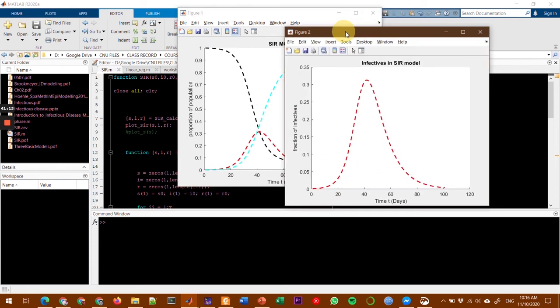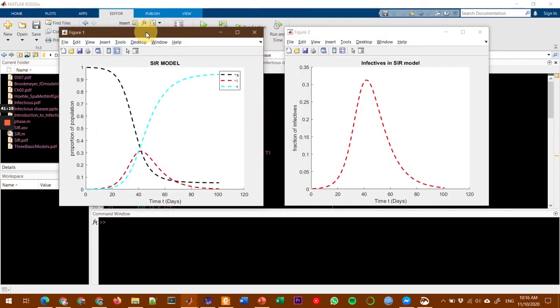So take a look at the graph. Now, the behavior of the susceptible, red for the infective, and cyan for the recovered. Over time, this is what happens, starting from time 0 up to 100 days. Okay, so starting from this one, given your initial conditions for the susceptible, infected, and recovered, and also for the infection rate and the recovery rate.